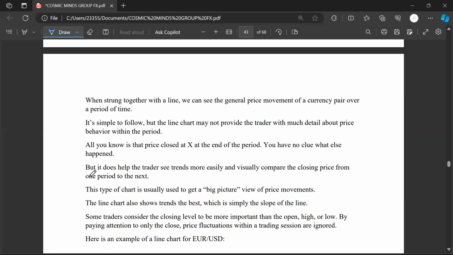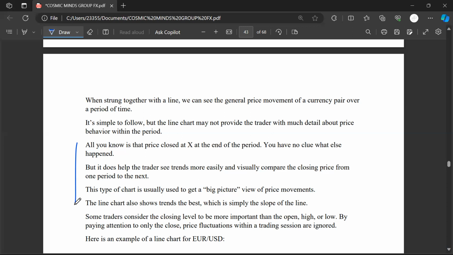Conveniently, I should say. Now, it is simple to follow, but the line chart may not provide the trader with much detail about price behavior within the period, right? Now, all you know is the price closed at X at the end of the period, right? You have no clue what else happened. You don't have an idea of what actually happened, but the candlestick can actually provide you with that.